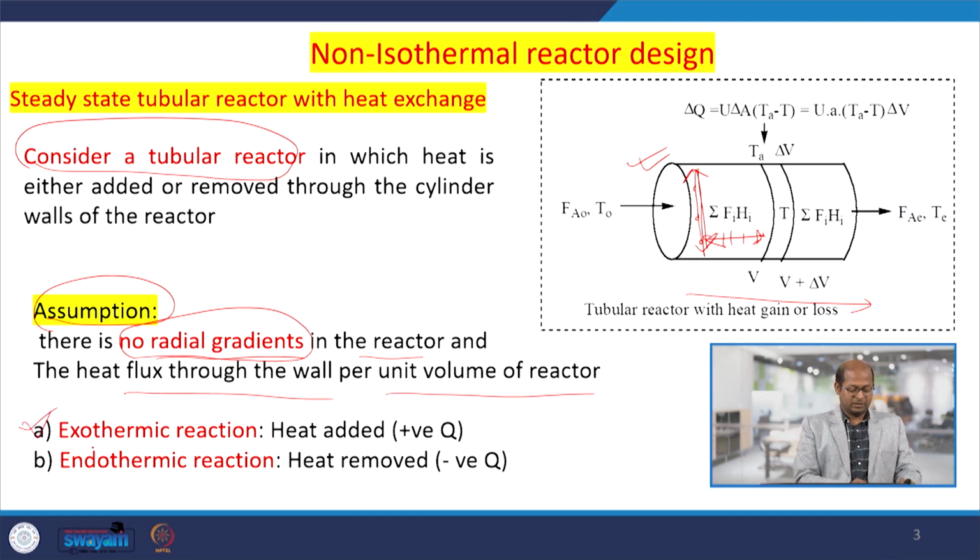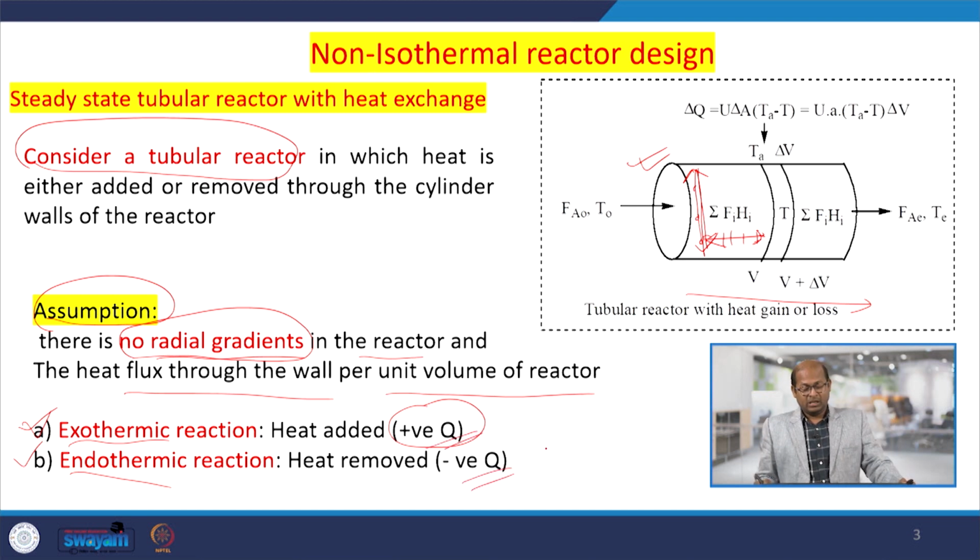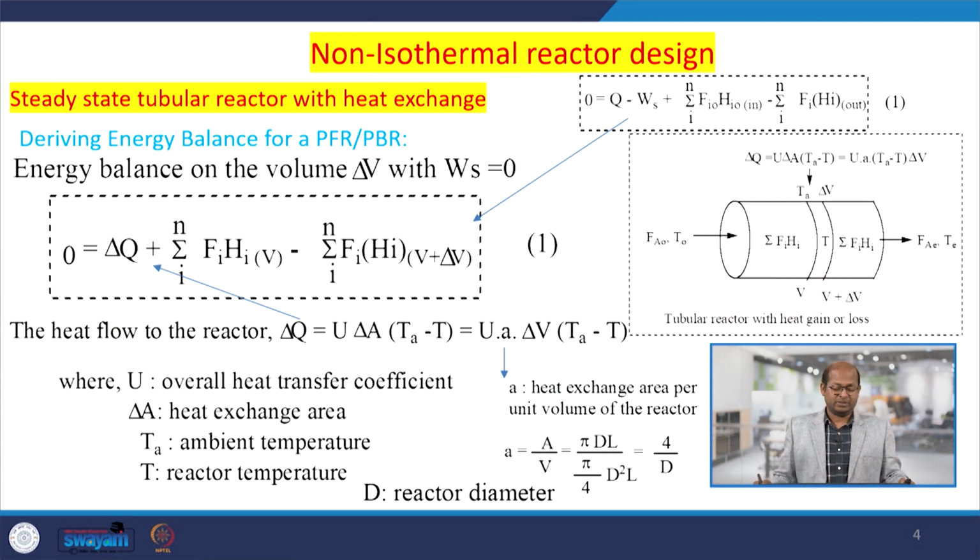And here I said reactions may be exothermic or endothermic. If it is an exothermic reaction, heat is added and Q is positive, and if it is an endothermic reaction, Q is negative, that is, heat added or removed from the system. Accordingly we have to use that.